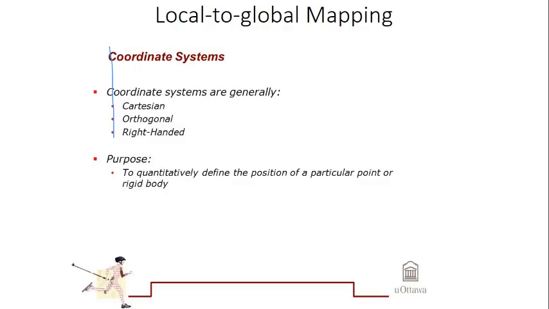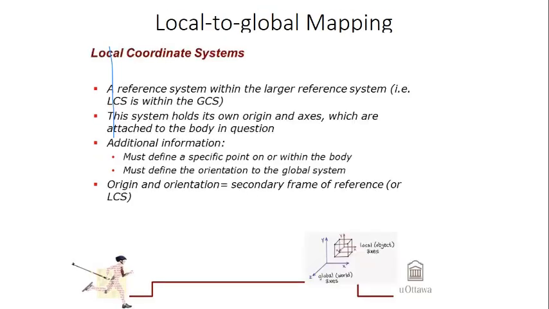First of all, let us understand what coordinate systems are. Coordinate systems are generally either Cartesian, orthogonal, or right-handed. And the purpose is to quantitatively define the position of a particular point or rigid body. That is all about mapping.